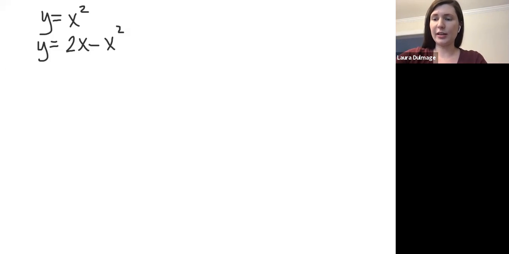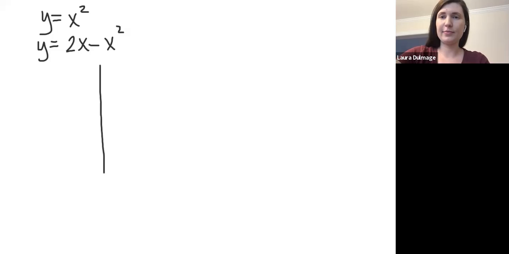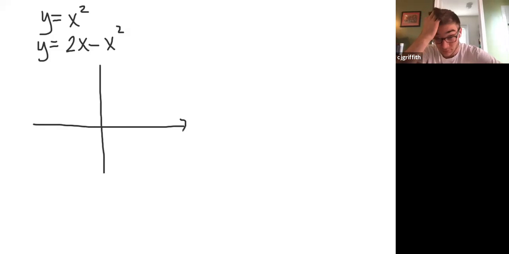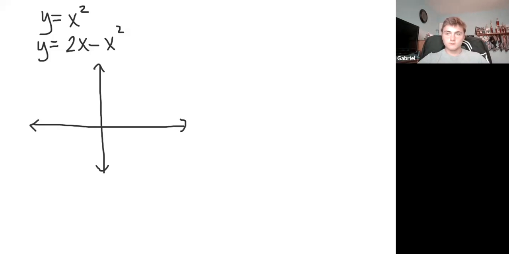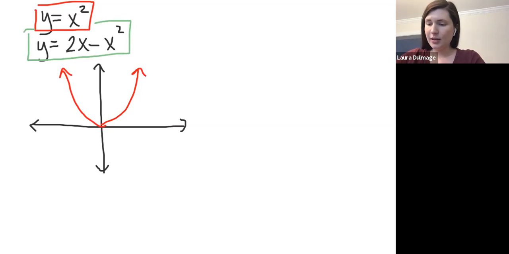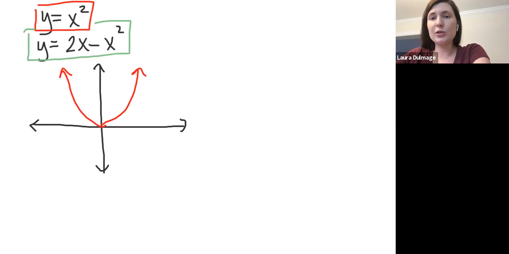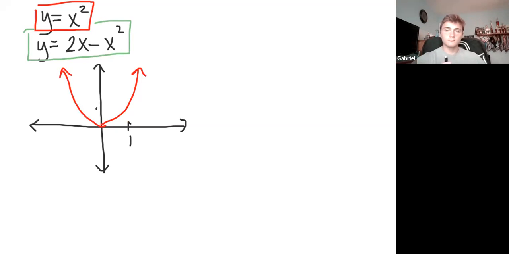We know what x squared looks like. So a straight line. It looks like this. And then the second one is going to open down. If we graph the two, we can see that they're going to intersect twice. And they intersect over at 1.